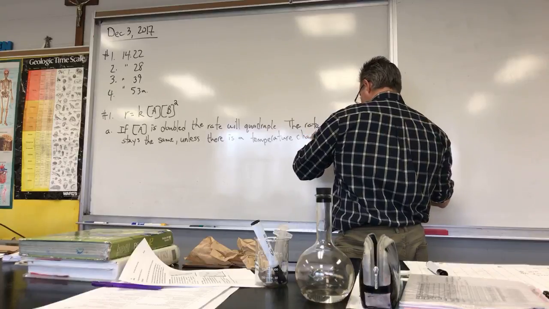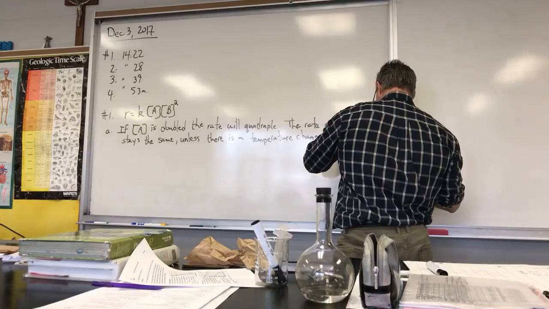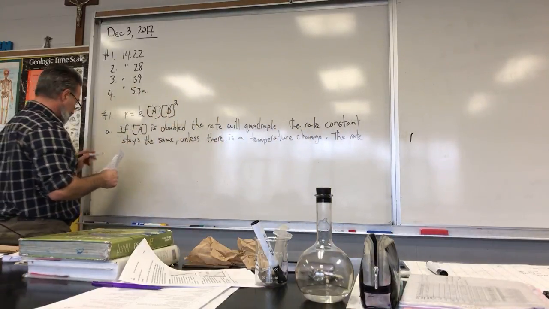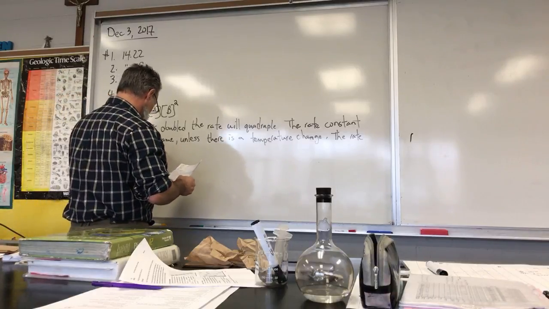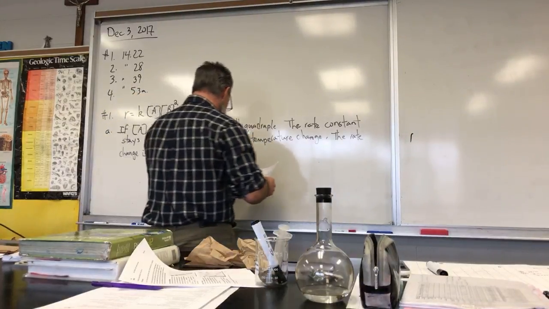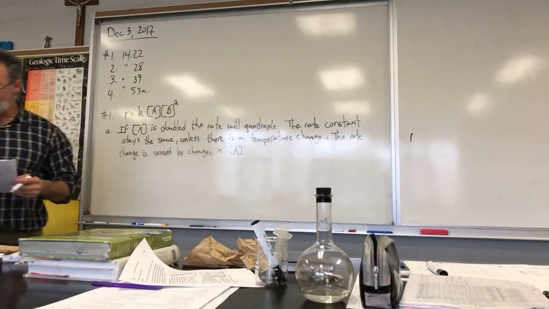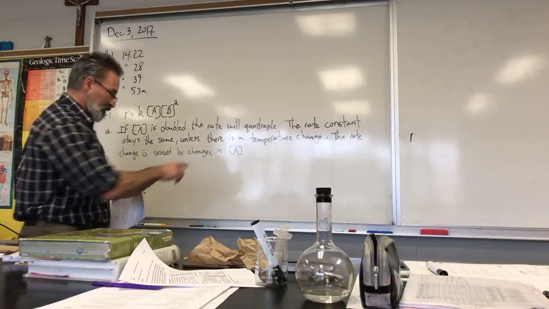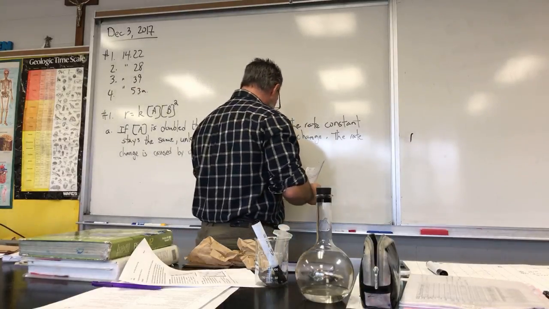So the rate change is caused by changing concentrations of A and B. And we write square brackets around things because it signifies what? What does that square bracket mean? Concentration of. Okay, so when you put that square bracket, it means concentration of. So concentration of A, concentration of B.